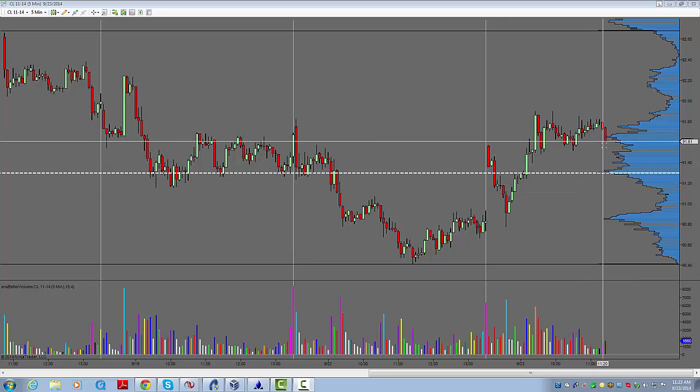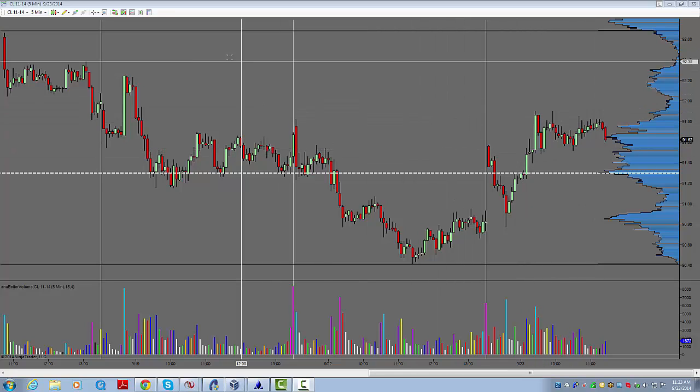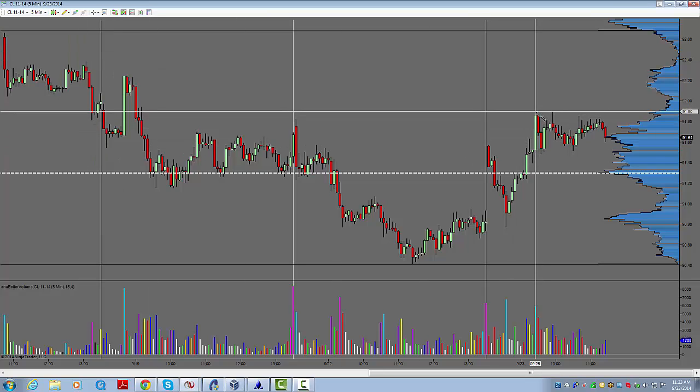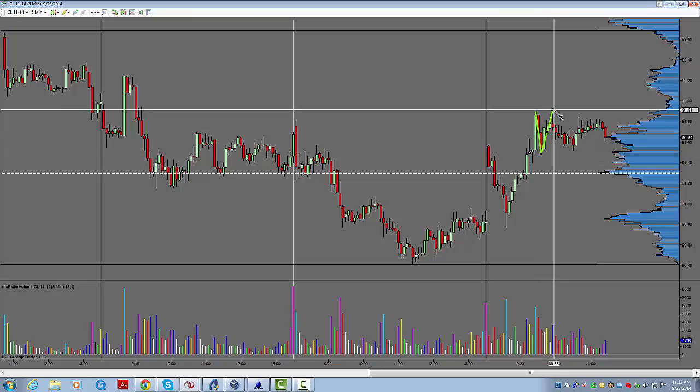Okay, so right now this is looking pretty bad for my position. But the thing is, I am anticipating this to be a triangle.